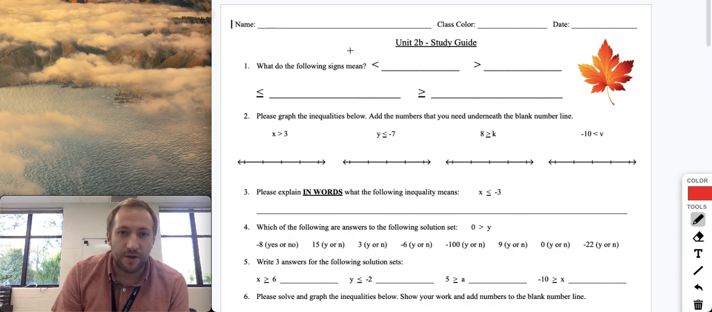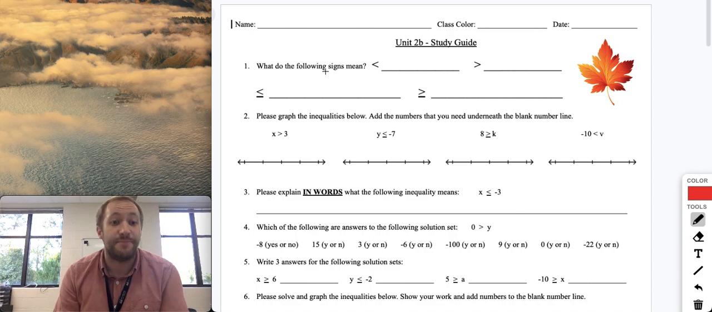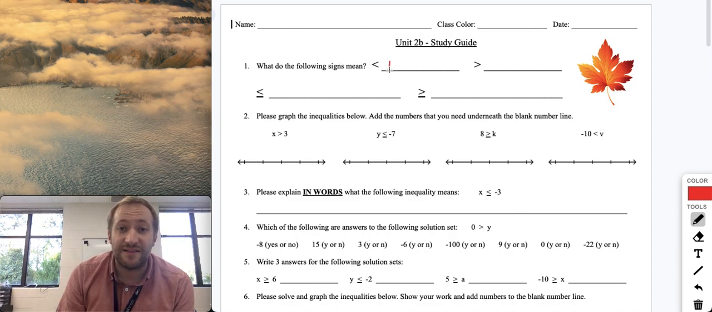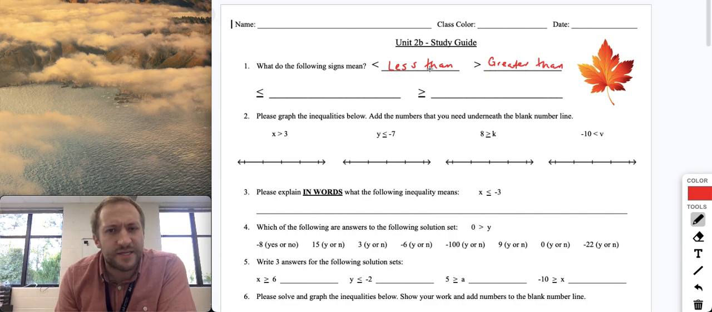So looking at number 1, what do the following signs mean? So this first one is a less than sign. And it's important that we can recognize these and read them, all right? This one over here is a greater than sign. And kids always mix these up. It's easy to kind of get them confused because they look so similar.